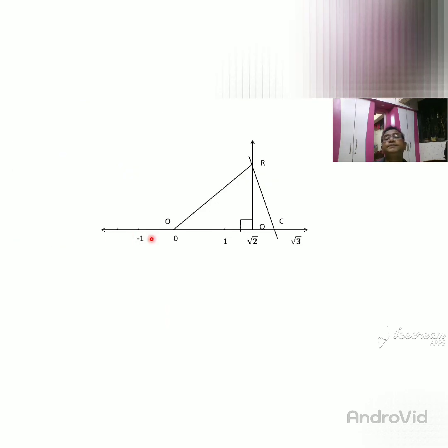So see, they have said this √2, we will just see how it is. So see, this OQ is the √2. See, the distance OQ is the √2.